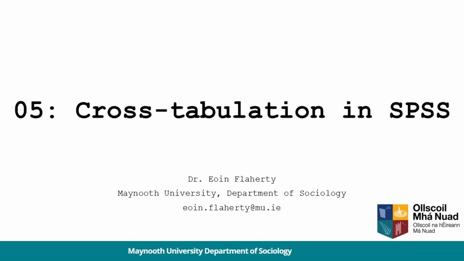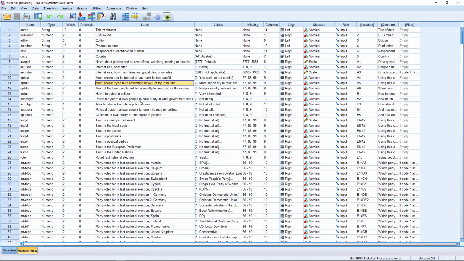In the third video of this series, I showed you how to produce a frequency table. But quite often what we want to do as a means of preliminary inspection, but also as a piece of analysis in its own right, is to look at how the distribution of a variable varies within categories of a second variable. So this is our first introduction to bivariate analysis.